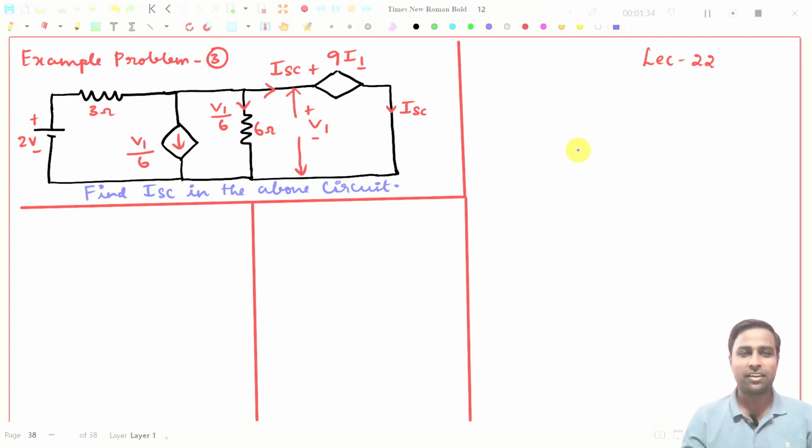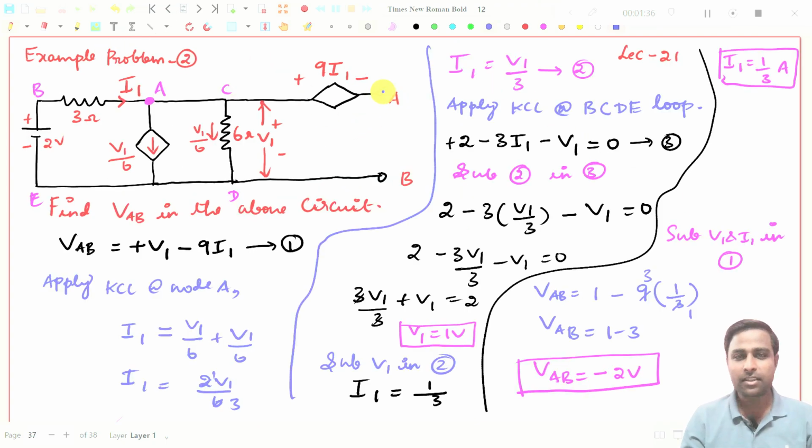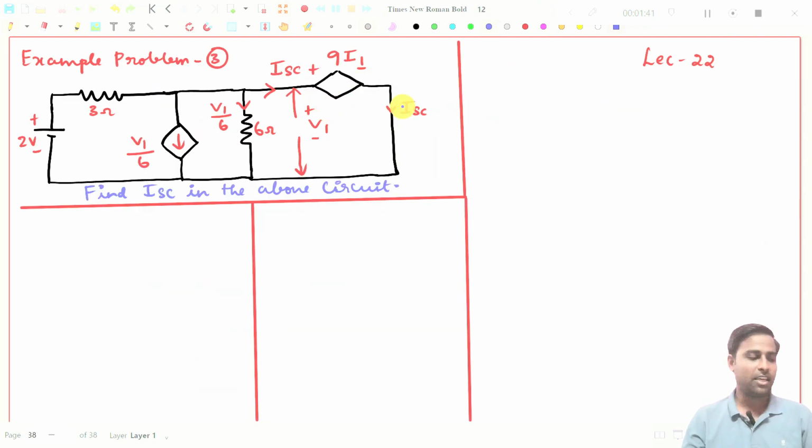The values are the same. This time, VAB has been short circuited here. We have short circuited VAB, and we need to find the value of this ISC. That is our ultimate aim. For that, we will take this as a separate node. I am taking this as node A.